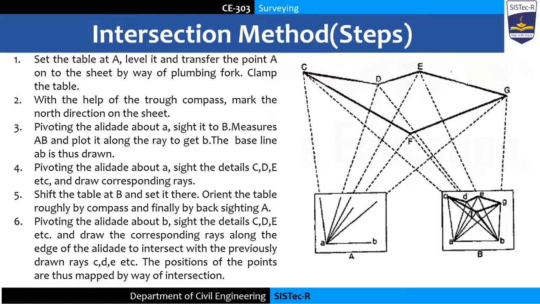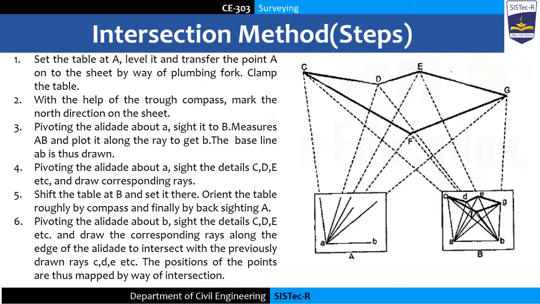So how intersection method is done, we will see. The very first step is set the table at A and transfer the point capital A onto the sheet by way of plumbing fork and clamp the table. So first we have kept our table at the point A and we have transferred this point on the paper as small a by using plumbing fork. With the help of the trough compass, mark the north direction on the sheet. So we have marked the direction of north for orientation of the table.